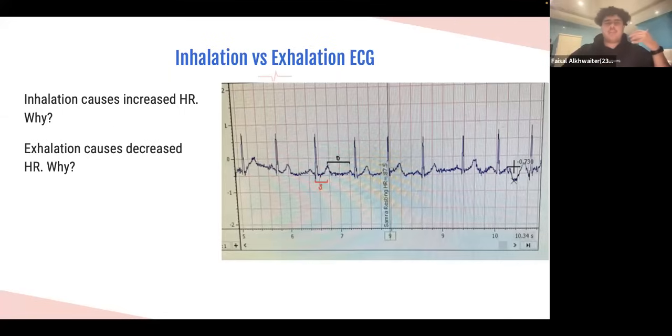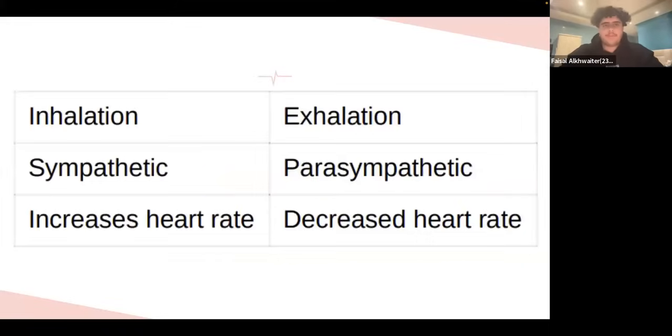And as soon as you exhale, you only excrete CO2, so you don't need to store the blood anymore, so the heart rate goes down, so the blood can go back from the lung to the left atrium, left ventricle, then be pumped to the rest of the body. So inhalation usually interacts with the sympathetic nervous system and increases heart rate, and exhalation is usually linked with parasympathetic activity and a decrease of the heart rate.